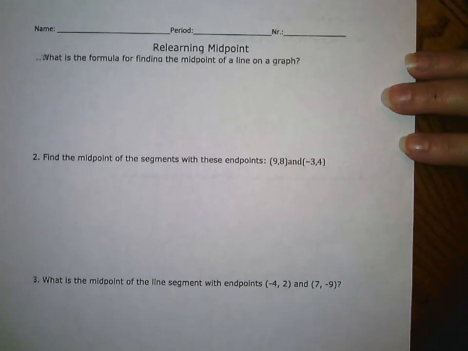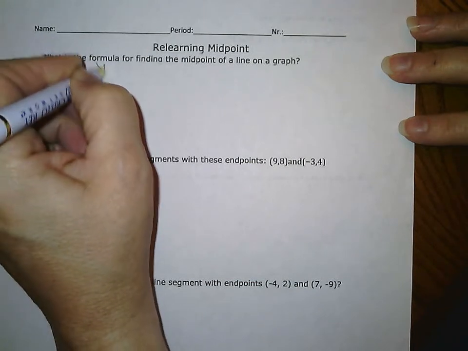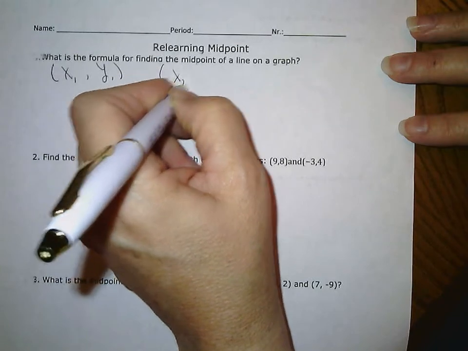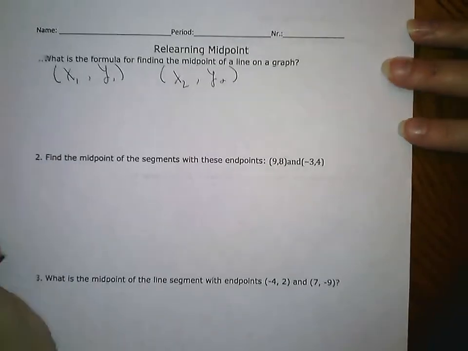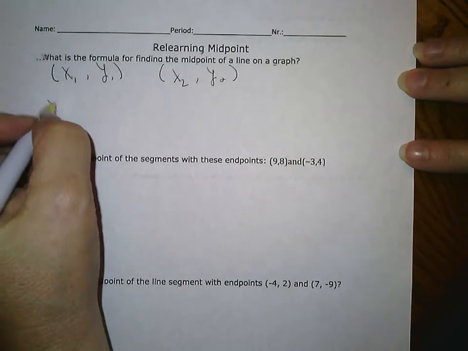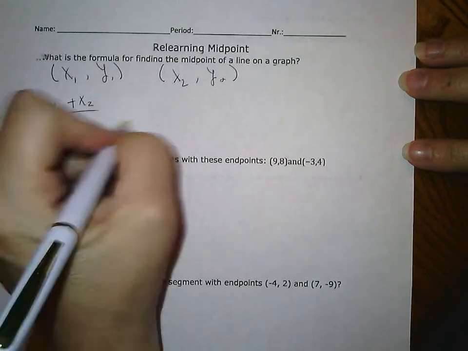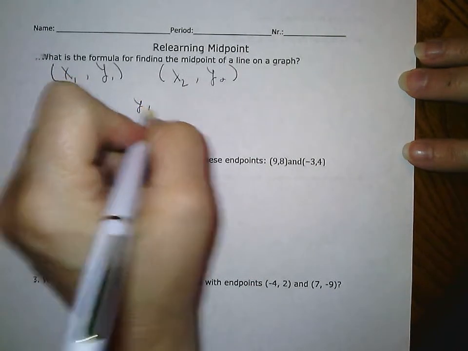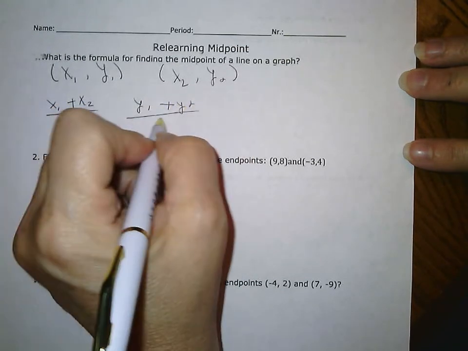The midpoint formula is this. When you have two points, (x sub 1, y sub 1) and (x sub 2, y sub 2), the formula is simply this: x sub 1 plus x sub 2, divided by 2, and y sub 1 plus y sub 2, divided by 2.